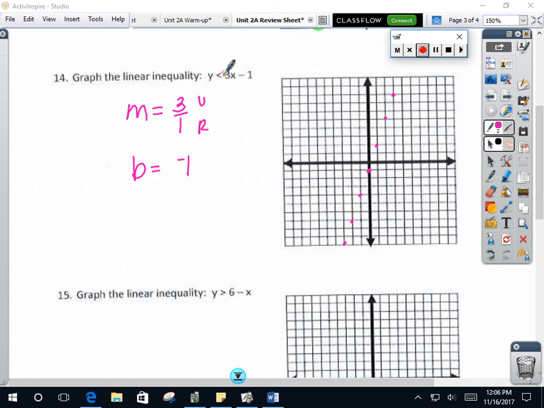Now, you draw a dashed line because there's no equal to bar. And then that means there are no solutions on the actual line. Okay? The only solutions are going to be in the shaded area, which is less than the line.